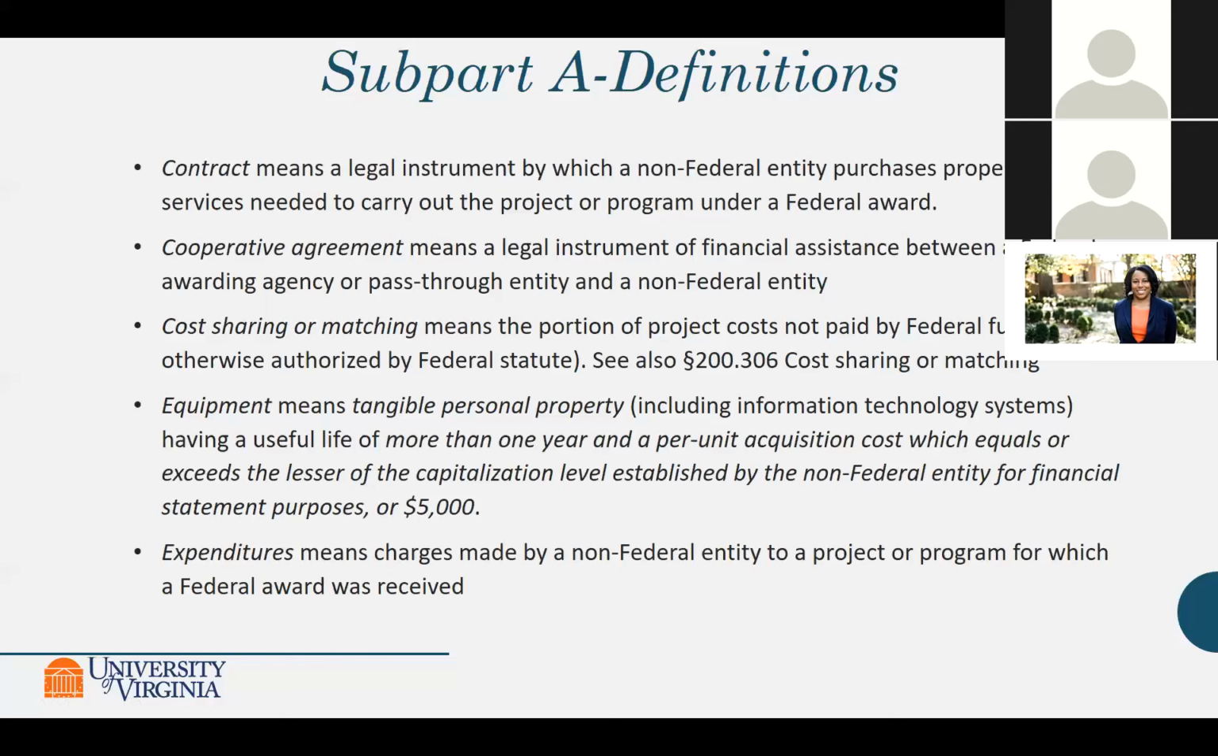Equipment. And so here's the official definition from the UG. It's important to note, useful life, it's tangible personal property. So computers, machines, vehicles, useful life of more than 1 year, and a per unit acquisition cost essentially is greater than $5,000. So if we are budgeting for 3 computers, total cost of $7,500, that would not be equipment because the per unit price is not greater than $5,000.